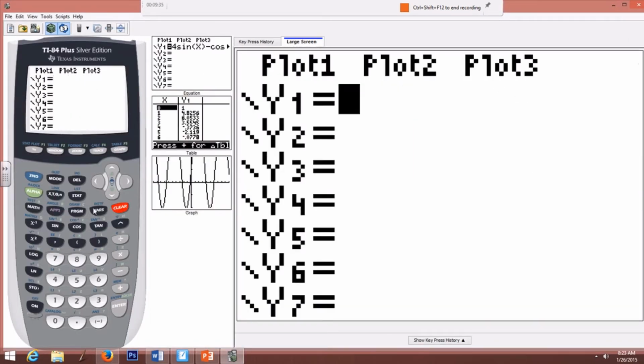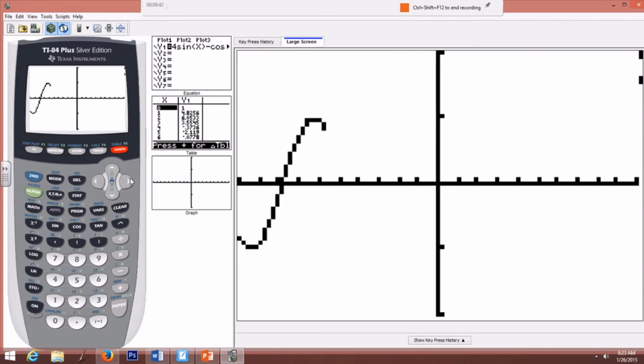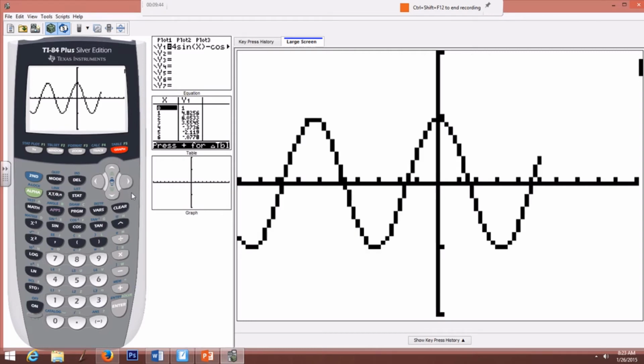So let's clear out this stuff. Now, if I were to graph just the cosine of x, and we've graphed that a couple of times, we see this.